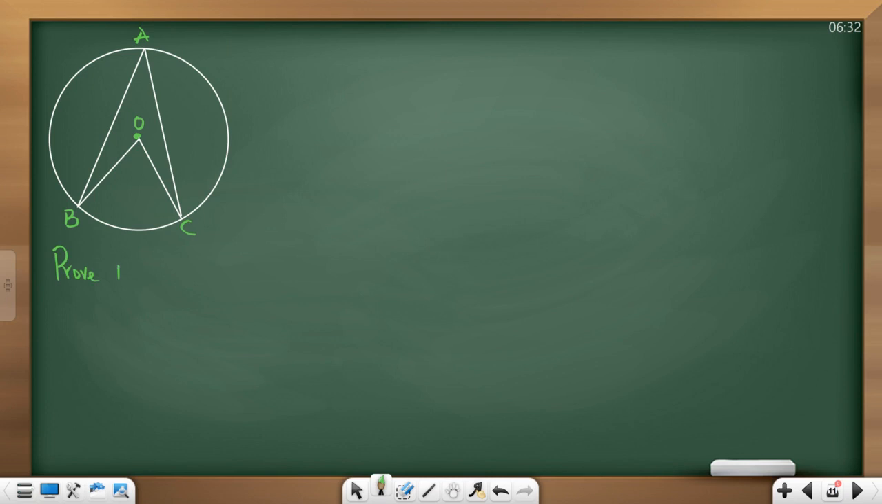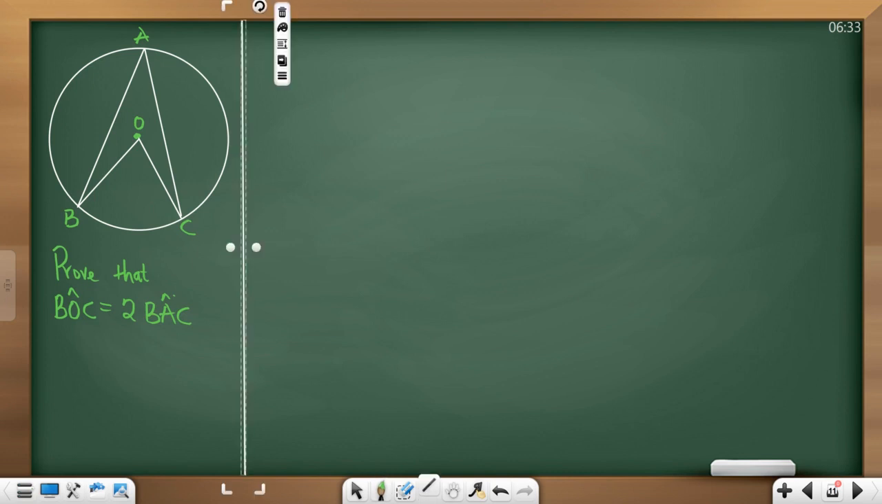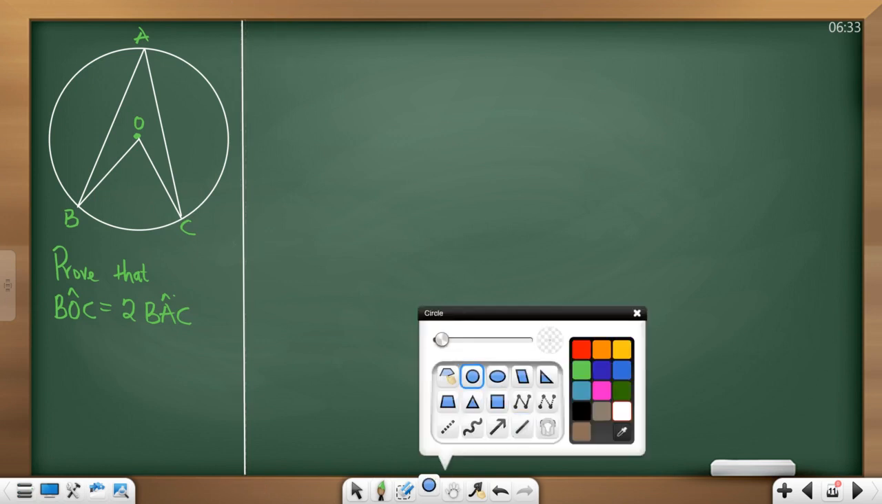Here's the question. Prove that angle BOC is 2 BAC. Okay, that's the question. 4 marks in an exam. If I want to prove this, now this is what I will do.